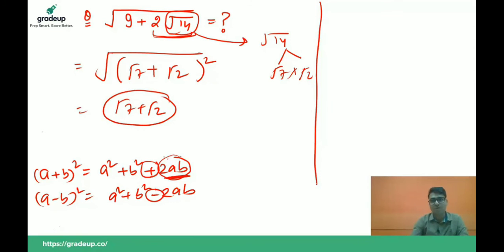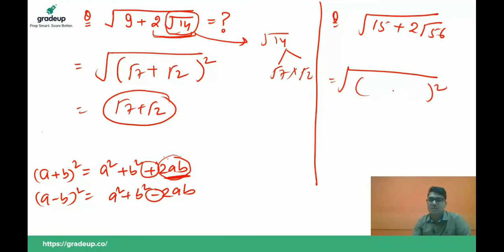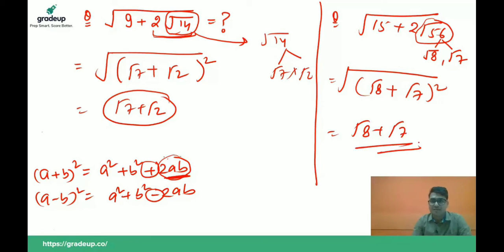Now, if we are having a question, root of 15 plus 2 root 56. So what I need to do is, plus is here, so plus definitely will be here. This is your 2ab term, and after dividing by 2, you will get this. Now I can make factors of this: root 8, root 7. So root 8 here, root 7 here. So we will get our answer. I hope it is clear to all of you.